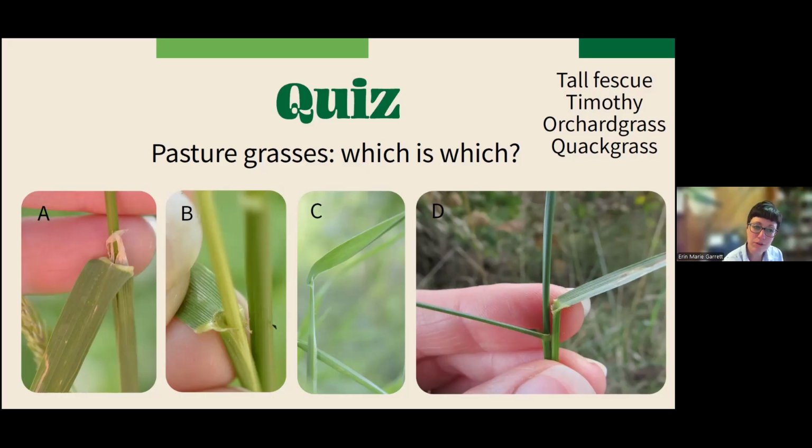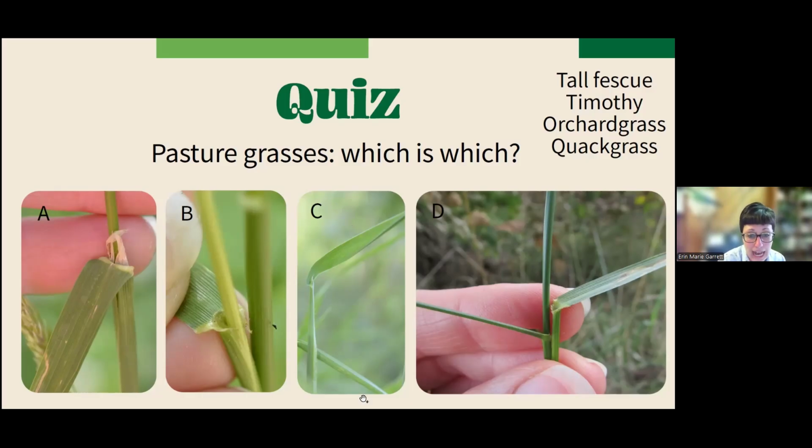But let's go through these. In picture A, the characteristic we're looking at is that tall shredded ligule. So that means that is going to be our orchard grass. I need to make sure I say it correctly. For B, we're looking at the little auricles that are kind of hard to see. They're not completely in focus here. We're looking at those auricles, which means this is going to be our quack grass.